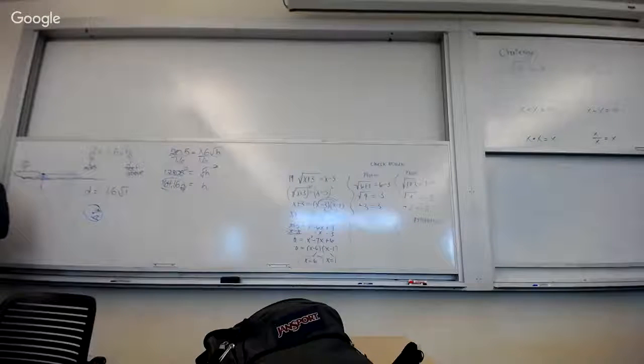Okay, how about the next one? The time t in seconds for a pendulum of length L to make one swing is given by that.